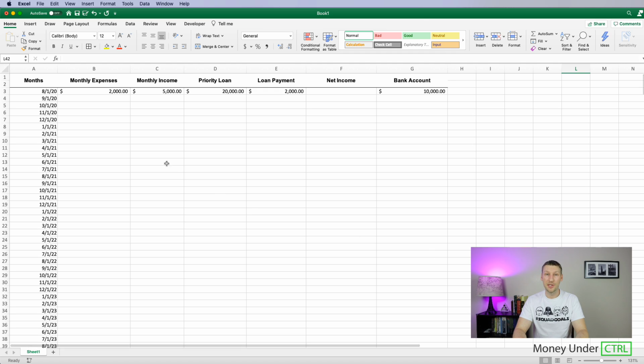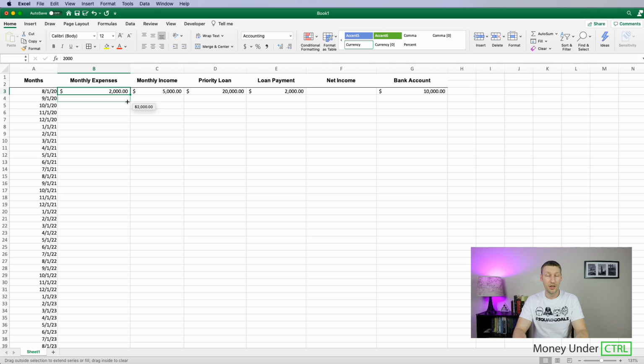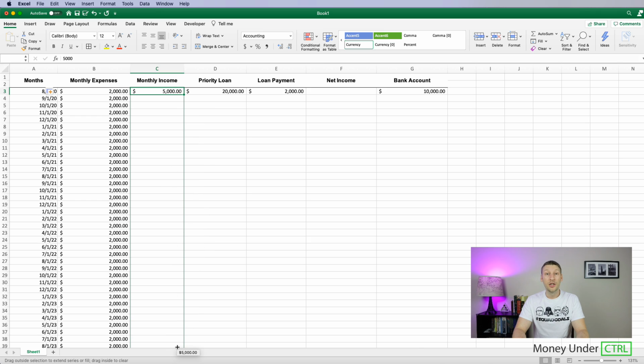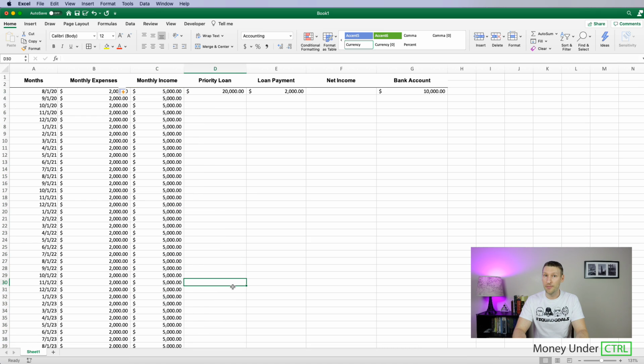Since your monthly expenses are going to be the same every month, you can simply copy it across the table. The idea is the same as with copying dates. Just click and drag down. Do the same thing for your monthly income. Copy down through all the cells.